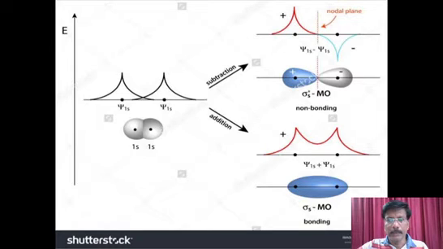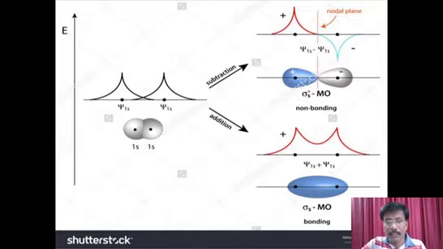Similarly, we have just gone through this. This is addition and subtraction. In other words, it is called addition and subtraction, meaning waves are added. That gives bonding type. If waves are subtracted, that is, one wave is an upside and another wave is a downside.